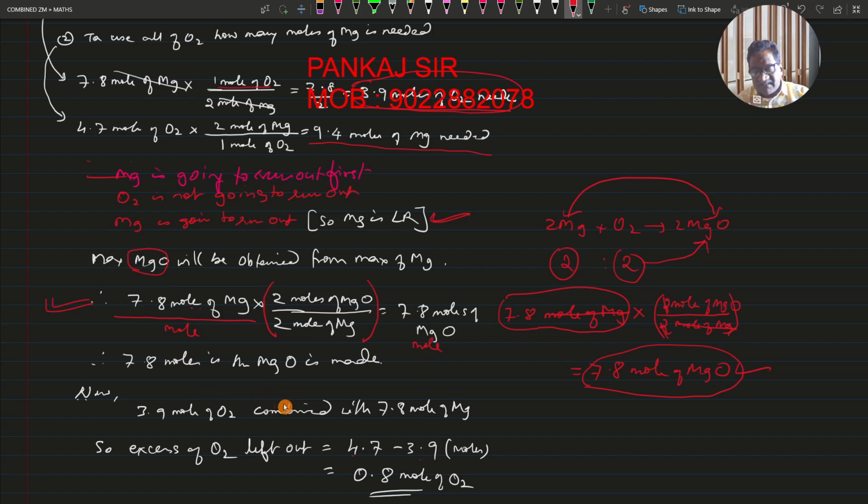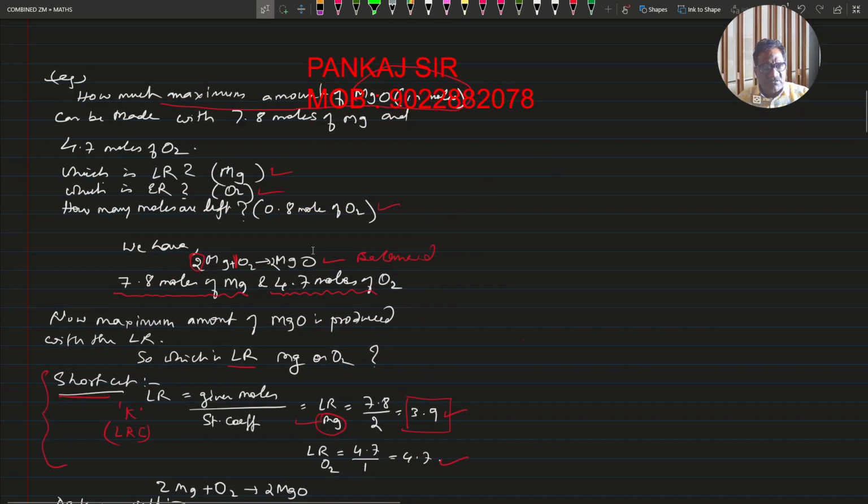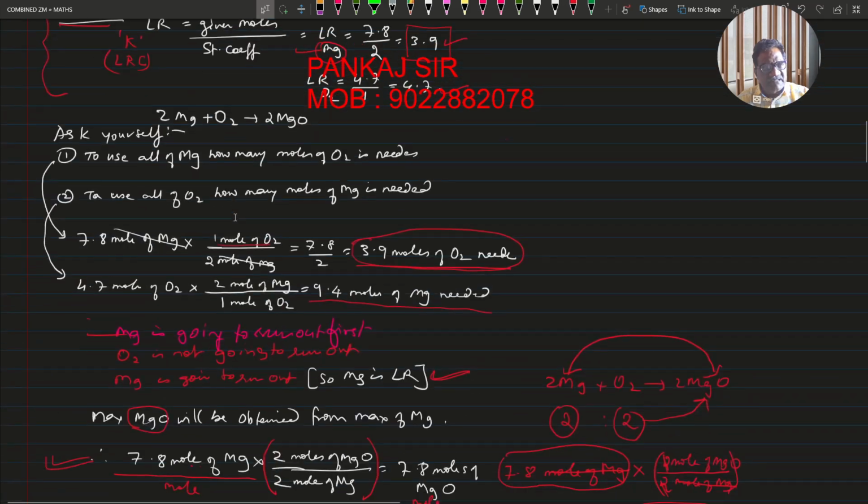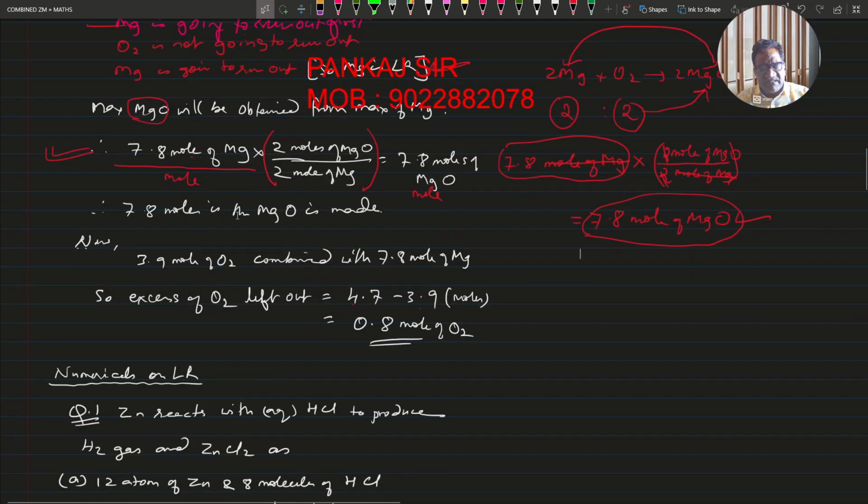And see, this magnesium oxide was dependent totally on the amount of magnesium present, okay, not on the amount of the other reactant, that is oxygen. Fine. Okay, but let us try to find out the answer to this third question also. What was the third question? How many moles are left? Okay. Now tell me, in this reaction, what is happening? Magnesium is reacting with oxygen to give you magnesium oxide.